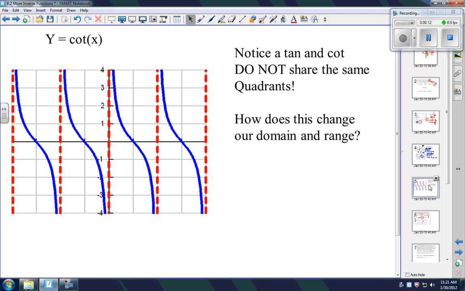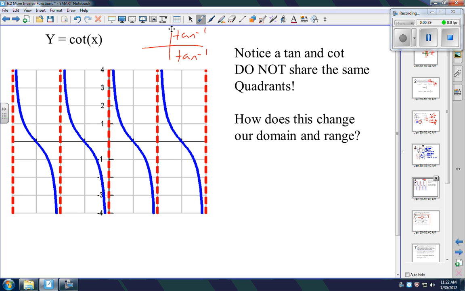Now remember, a cotangent and tangent don't share the same quadrants. So here's our cotangent pictures. Yesterday we talked about tangents being defined here and defined down there as well. Cotangents are different. Okay, we use a different set of 5 points to graph them. So we're going to use different quadrants when we're doing their inverses. The cotangent is shifted by half a pi.